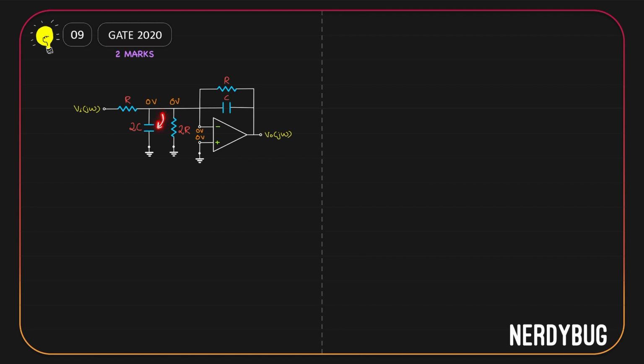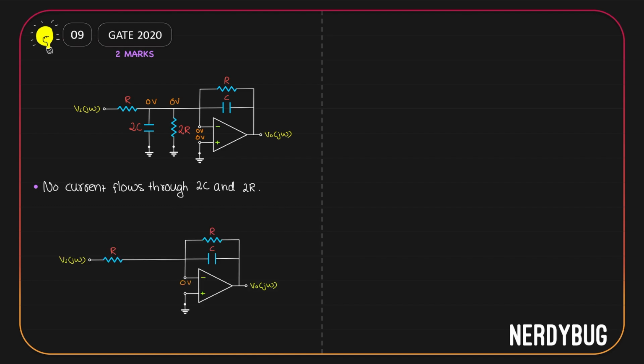It is doing nothing in the circuit. How about 2C? It also has zero potential on both ends. It is also not doing anything in the circuit. So let us just remove them. Since no current flows through 2C and 2R and they don't do anything in the circuit, let us remove them and make the circuit simpler.